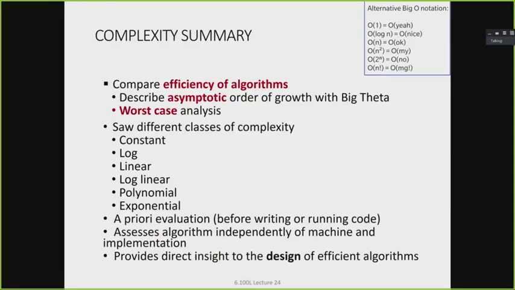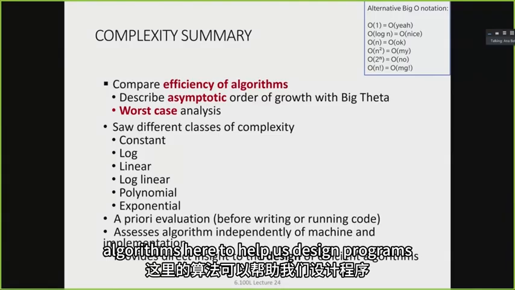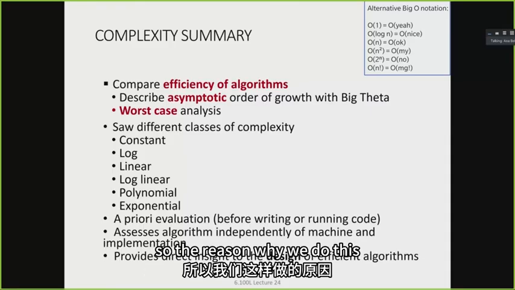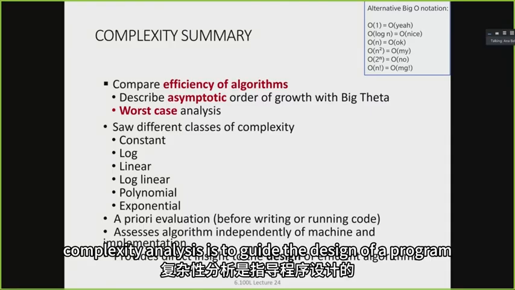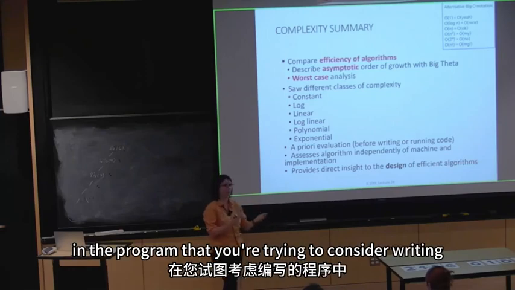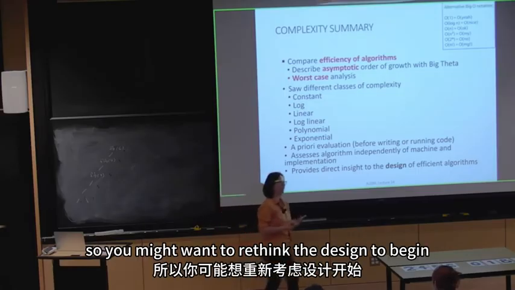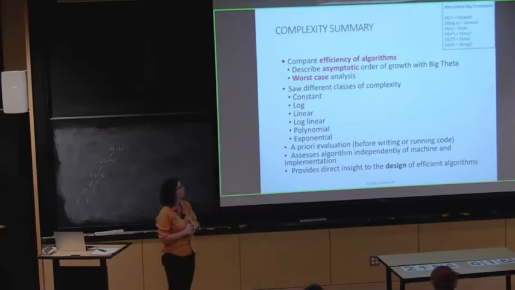Okay. All right. We've seen a bunch of different algorithms here to help us design programs. So the reason why we do this complexity analysis is to guide the design of a program. So if you already have a bunch of nested for loops in the program that you're trying to consider writing, you'll already know it's going to be pretty inefficient and slow. So you might want to rethink the design to begin with. Okay. All right.